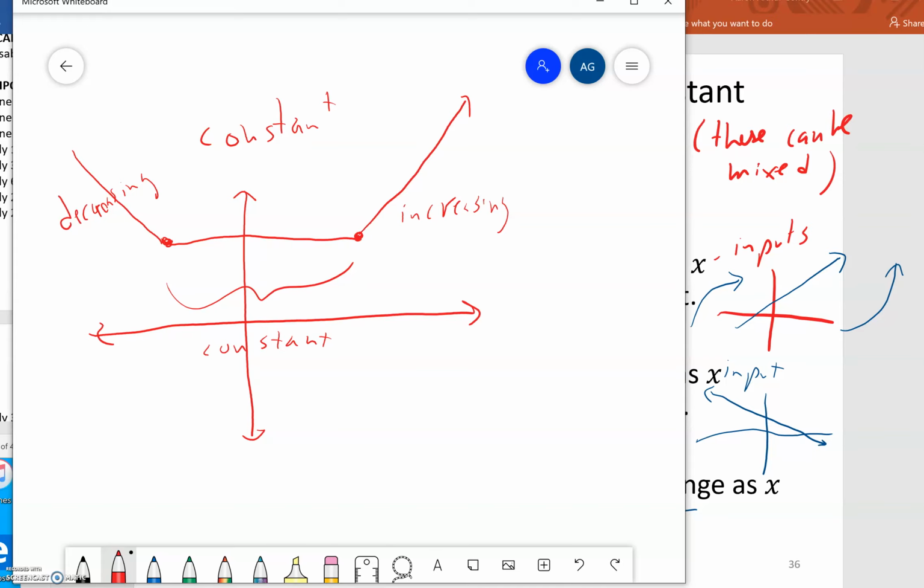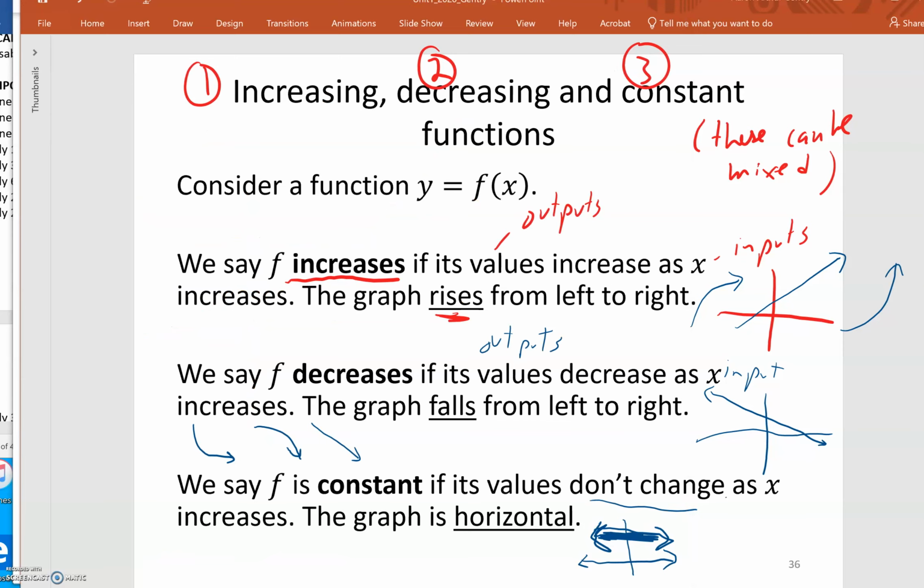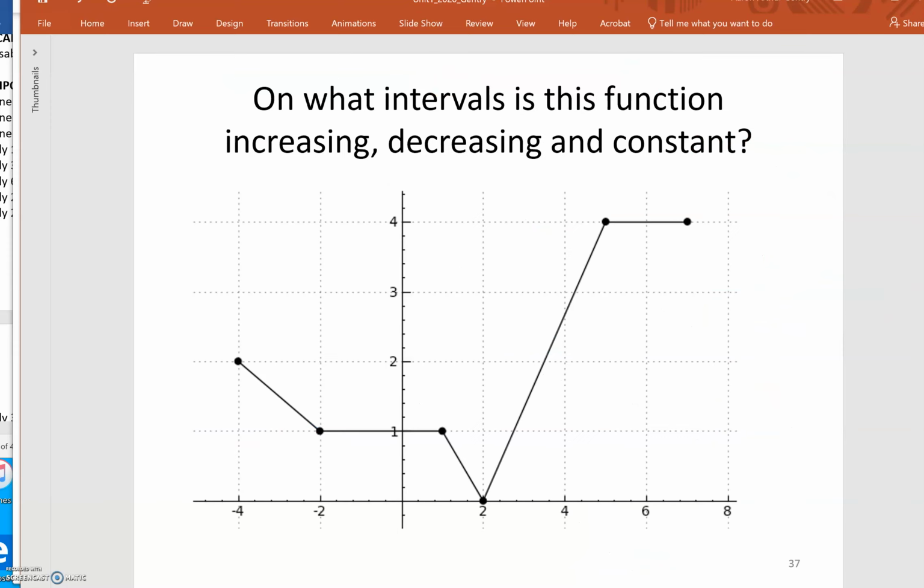All right, so another important point is how do you report this information? If I give you a function and I say, where is it increasing, where is it decreasing, how do I expect you to answer that question? So let's talk about that. Here's an example. The question says, on what intervals is this function increasing, decreasing, and constant? What that means is x intervals. And this is always how this type of function behavior is reported, in terms of the x interval.